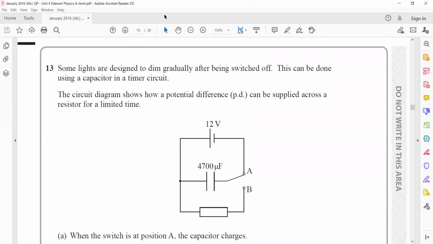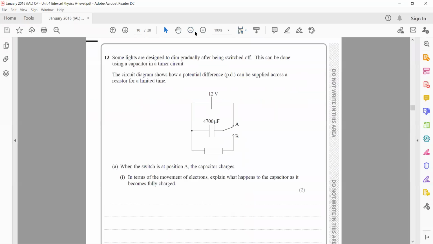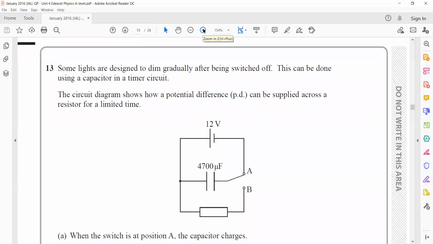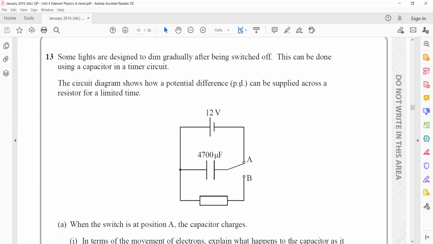Some lights are designed to dim gradually after being switched off. You can find these types of lights used in cars as well, like when you close the door, gradually the light will dim. This can be done by using a capacitor in a timer circuit. The circuit diagram shows how the potential difference can be supplied across a resistor for a limited time.